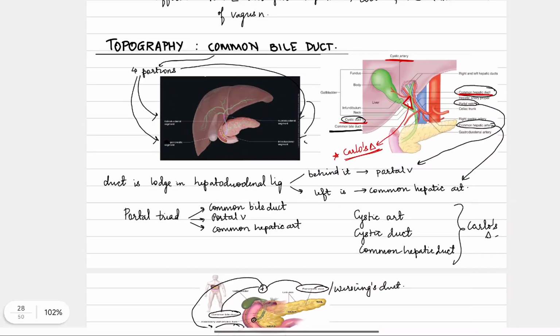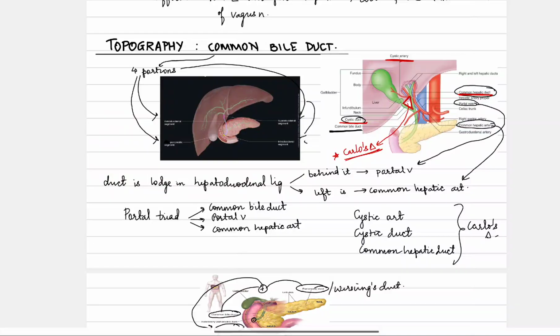Common bile duct. Topography of common bile duct. It is formed by cystic duct and common hepatic duct. Common hepatic duct is formed by right and left hepatic duct. Right and left hepatic ducts form the common hepatic duct, and from here there is the cystic duct, which together form the common bile duct. Now, the morphology of the common bile duct has four portions.